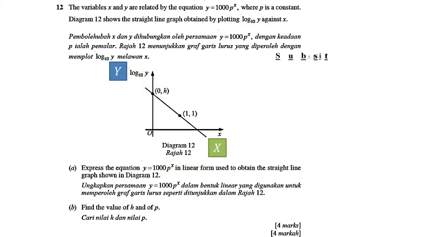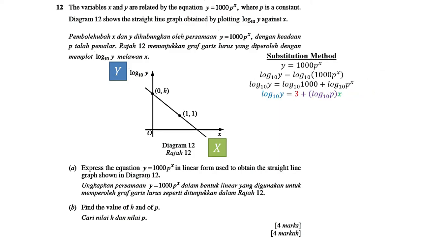Now I show you the substitution method. Same also, we try to get the linear form from the non-linear equation first, which is log 10y equals to 3 plus log 10p bracket x. We change to big Y and big X first. So big Y equals to 3 plus log 10p big X. After that, we will substitute the coordinates inside. (0, h) is our (x, y), (1, 1) is also our (x, y). So we can substitute the (1, 1) inside the equation first.